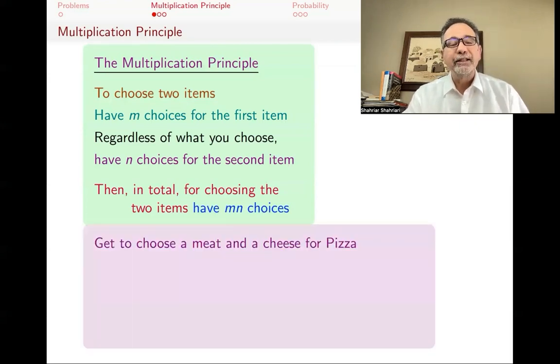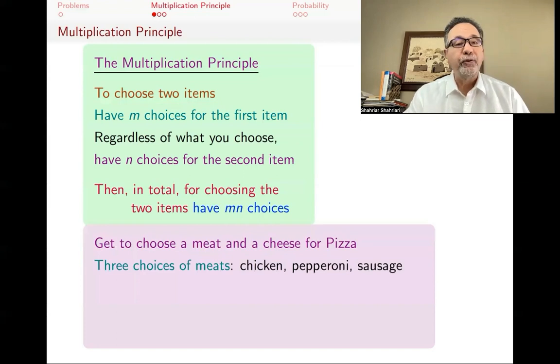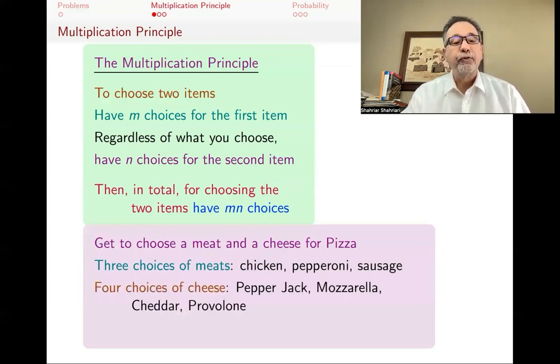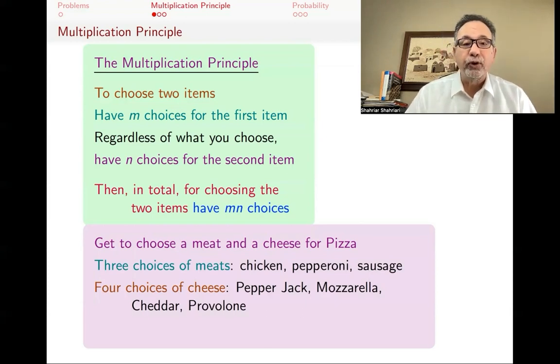For example, let's say that you want to pick two toppings for your pizza, one of them a meat topping, the other one a cheese topping. For meat, you have three choices: chicken, pepperoni, and sausage. For cheese, you have four choices: pepper jack, mozzarella, cheddar, and provolone. How many choices altogether do you have for toppings?